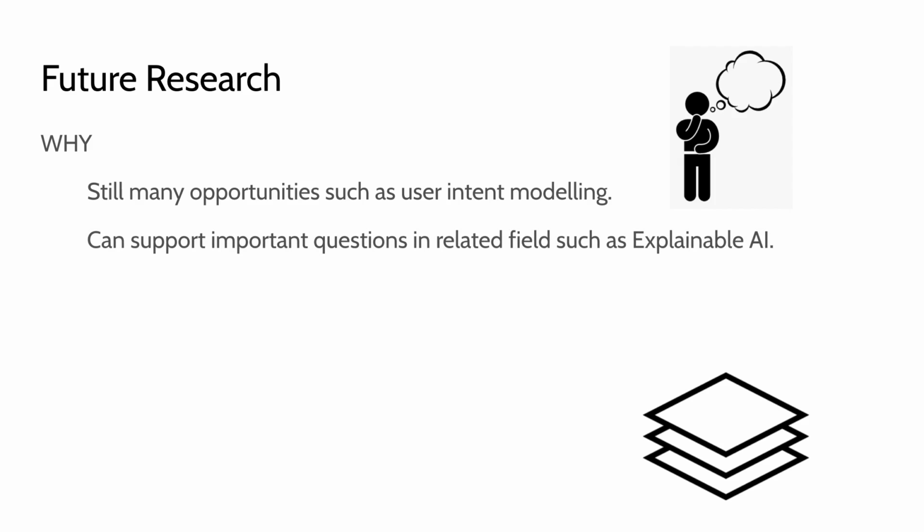Provenance can be beneficial to related fields such as machine learning. One example is explainable AI. By capturing and visualizing the evolution of the internal structure and how the model responds to different inputs, the user can have an improved understanding of model behavior.